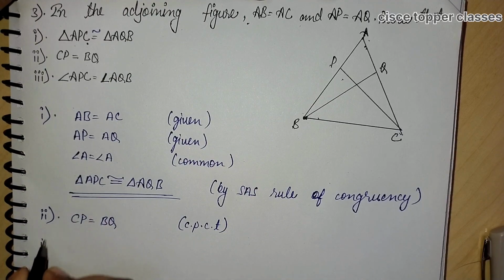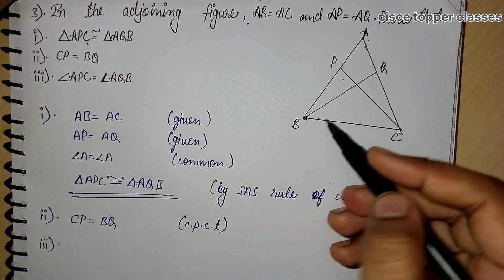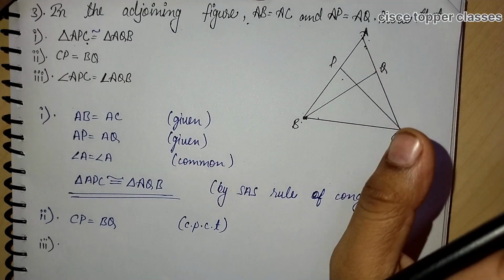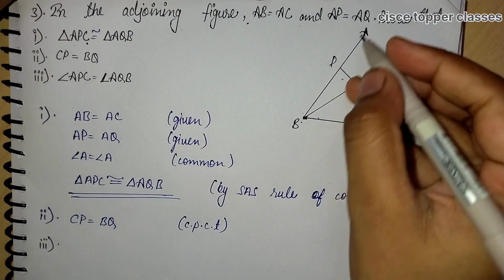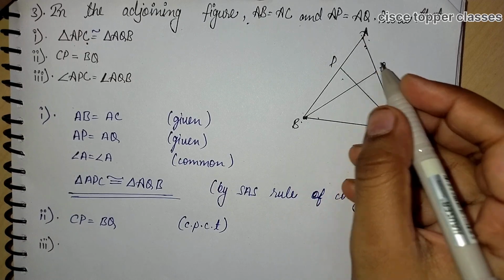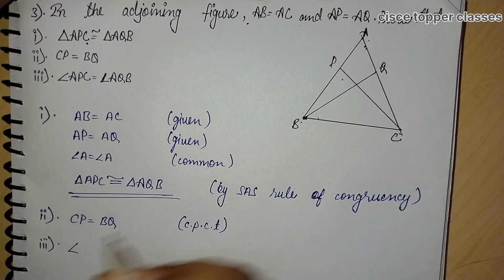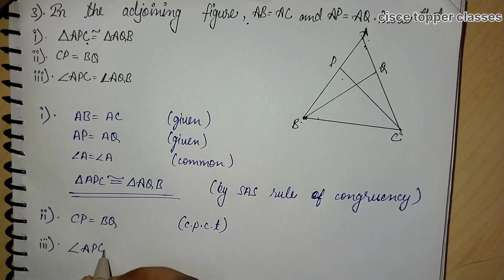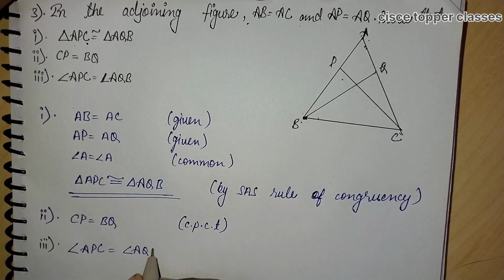Now the third part which we have to prove is that angle APC and angle AQB are equal. These are also equal by the congruency of triangles which we have proved. So this is also by CPCT we can prove.